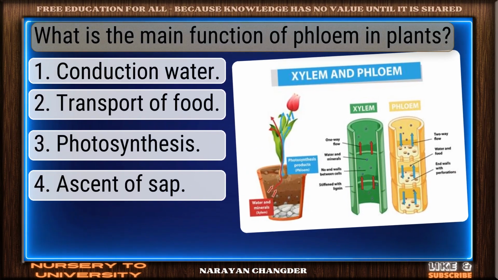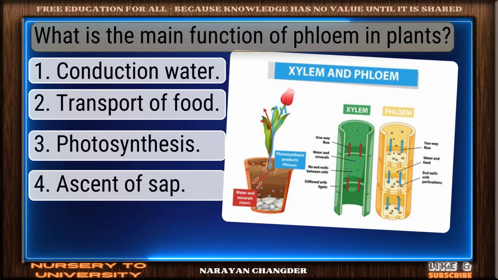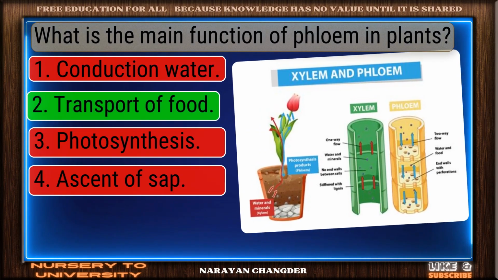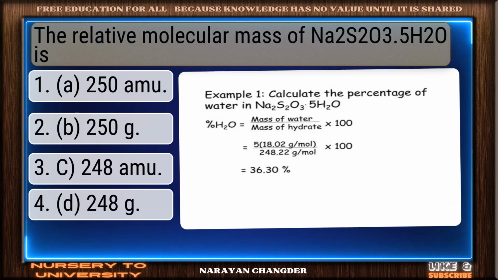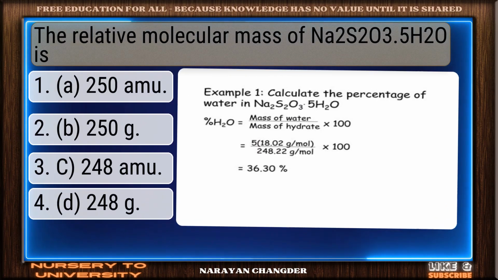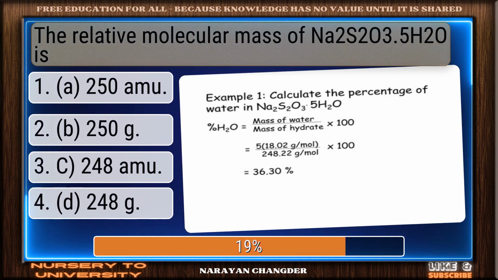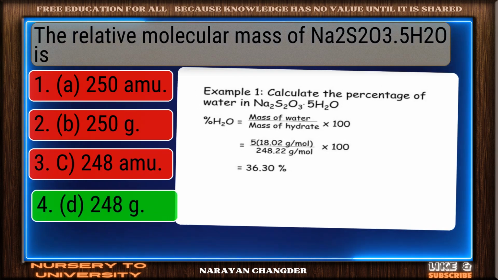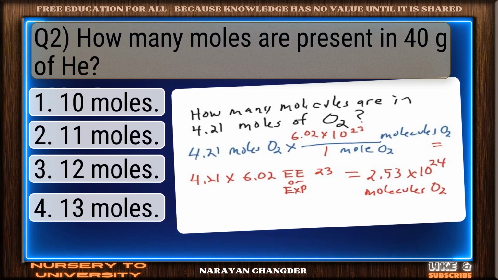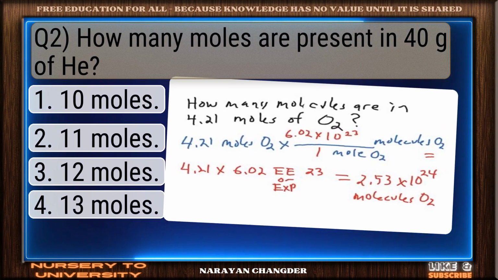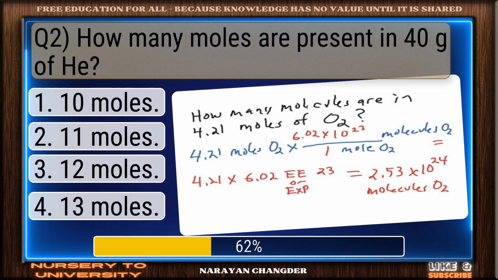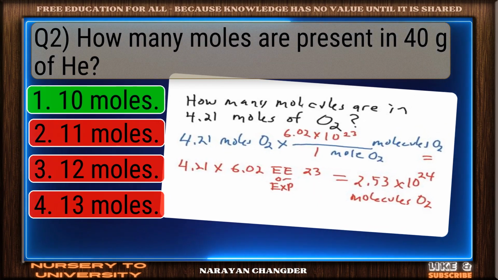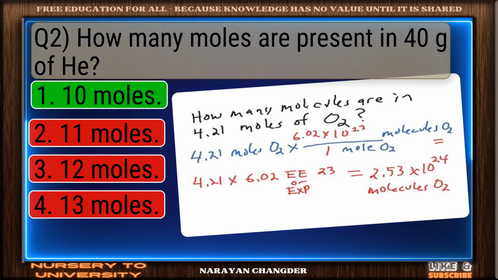Question number 155. What is the main function of phloem in plants? Nicely done. Transport of food is a solid answer. Question number 156. The relative molecular mass of Na2SO4 is. Bravo, 248 g is the answer. Question number 157. How many moles are present in 40 g of He? Clear logic. Your choice 10 moles is sound and 100% true.